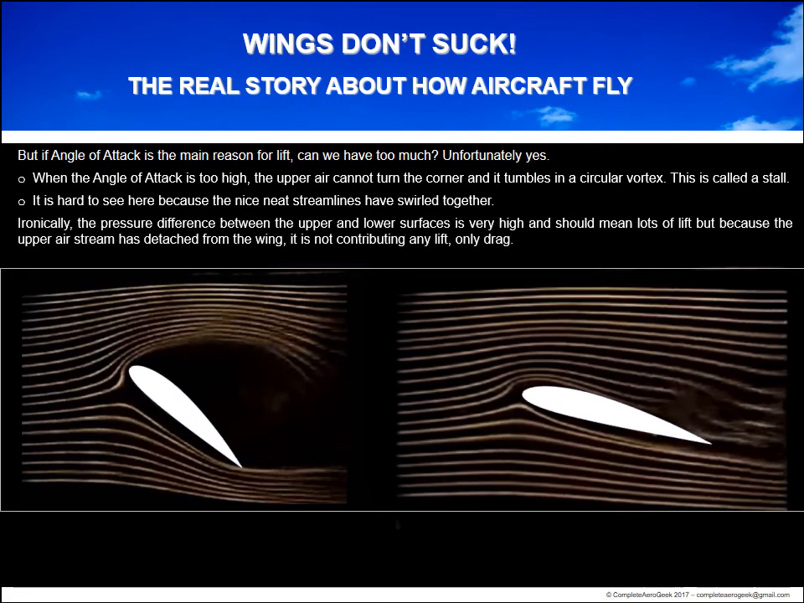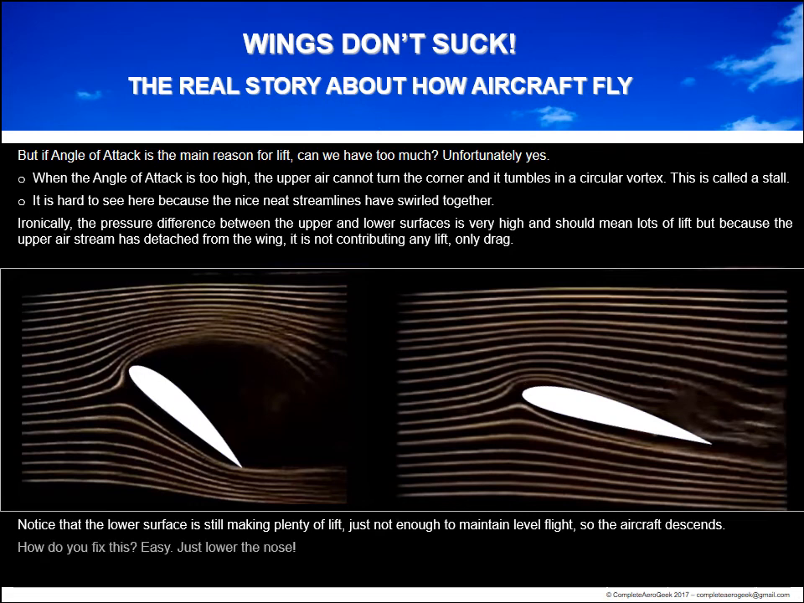Ironically, the pressure difference between the upper and lower surfaces is very high, and should mean lots of lift, but because the upper airstream has detached from the wing, it is not contributing any lift, only drag. Notice that the lower surface is still making plenty of lift, just not enough to maintain level flight, so the aircraft descends. How do you fix this? Easy. Just lower the nose. As soon as the upper air can turn the corner again, the flow reattaches to the wing and you are flying.